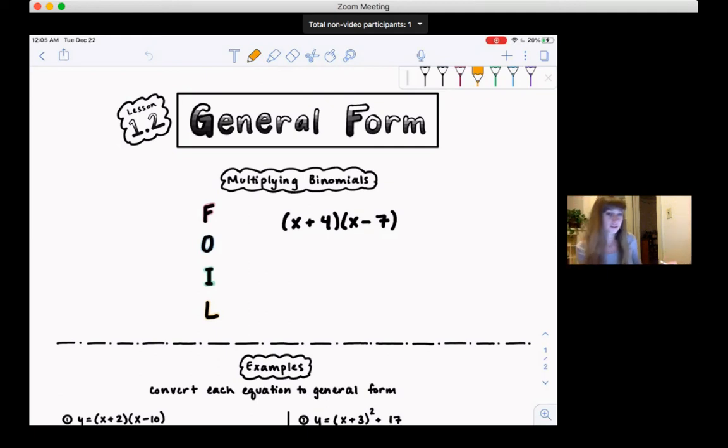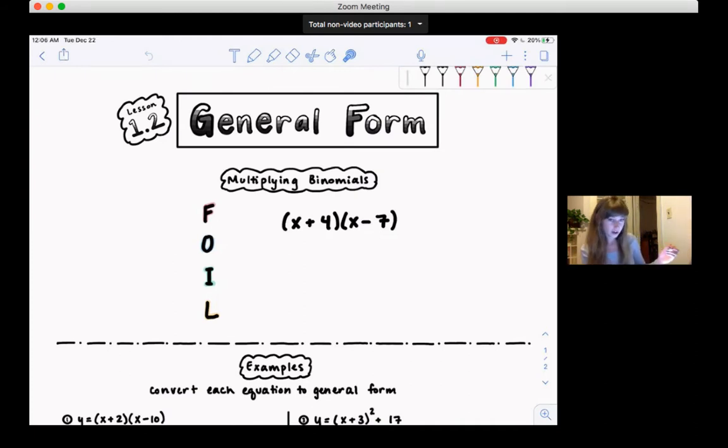This lesson is on converting quadratic functions to general form. So let's say, for example, you're given a function in factored form, that's what this is, and we want to know what is the y-intercept. We need to convert it to general form. So we're going to talk about how to do that. And you've probably done this in other classes.